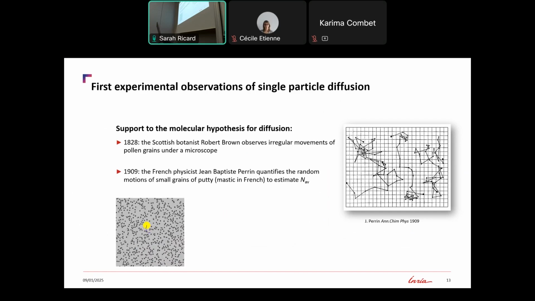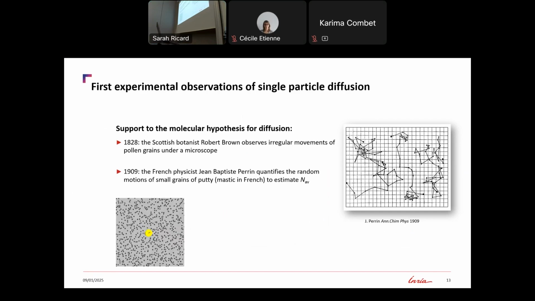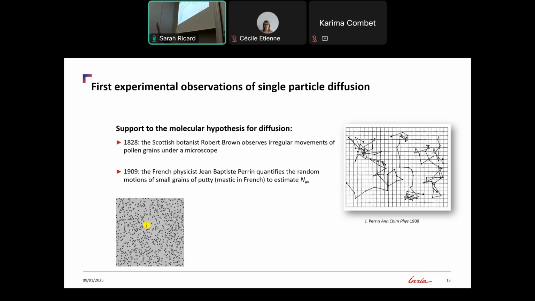And the first experimental observation of that was made by a Scottish botanist called Robert Brown. He just looked at the movement of pollen grains under a microscope. So it was not very deep, but because it was the first one, this type of motion is usually called Brownian motion because it comes from Brown.